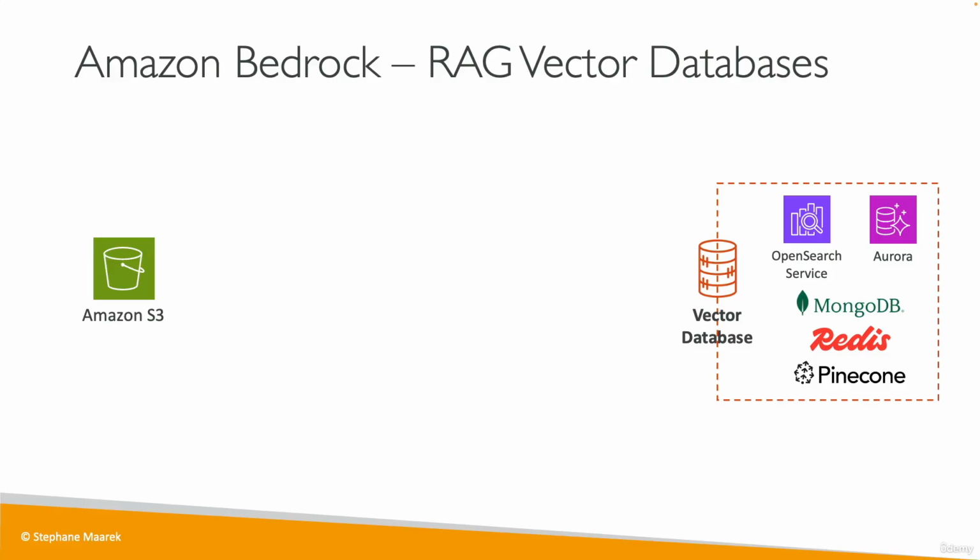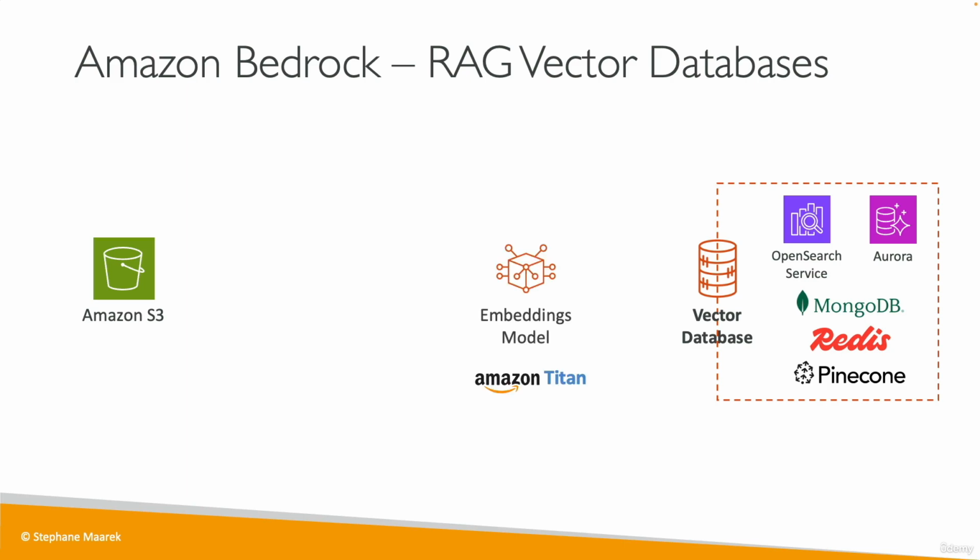And we have three other options, and maybe there'll be more in the future, of course, but we have three other options right now to use for a vector database. We have MongoDB, Redis, or Pinecone. And so you can configure a knowledge database backed by any kind of these vector databases. But if you don't specify anything, AWS is going to create for you an OpenSearch Service serverless database for you.